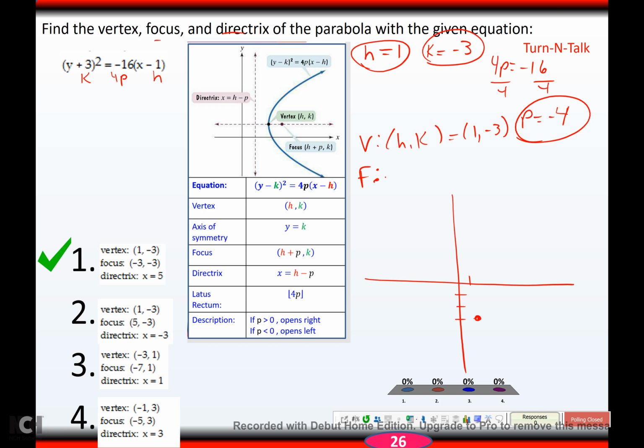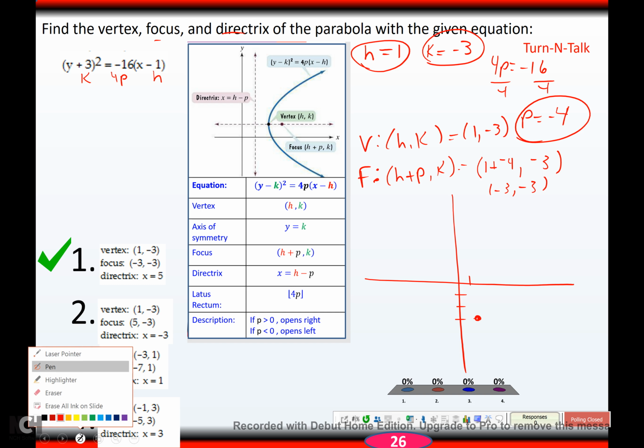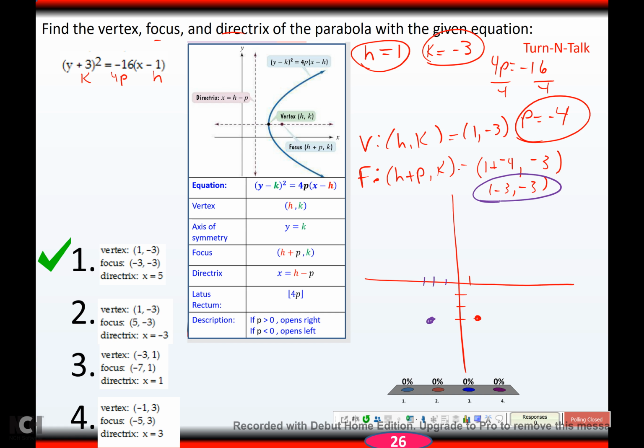For the focus here, your k isn't going to change. You're just going to increase or decrease your h value, your horizontal value, by p. So to get my focus, I'm going to take my h, which is 1, plus my p, which is negative 4, and keep k the same, negative 3. 1 plus negative 4 would be negative 3, negative 3. So if I plot my focus, I would go negative 3, negative 3. There's my focus. My directrix is going to be 4 units the other way.